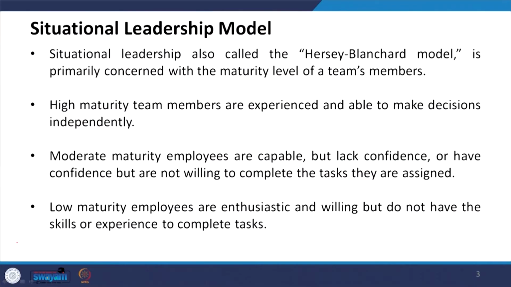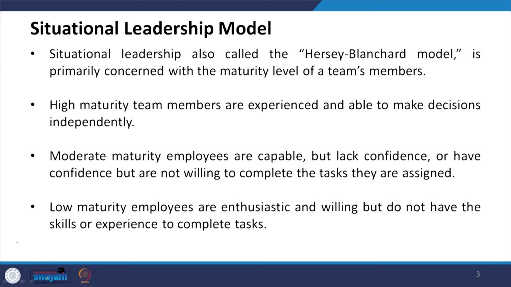For example, the section heads. It is expected that they have a high maturity level, and when they have a high level of maturity, then definitely they can take decisions independently. Here we will talk about moderate maturity employees, who are capable but lack confidence. So there is another category of followers who do not have high maturity, they have moderate maturity, but as with high maturity they do not take decisions independently.